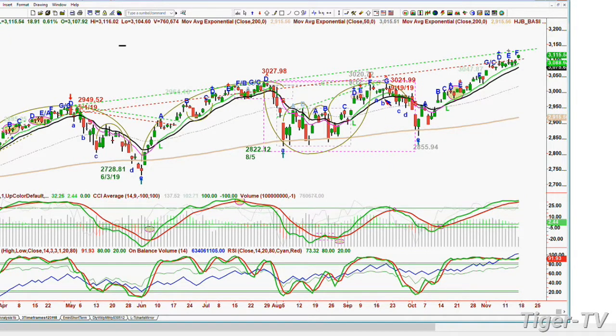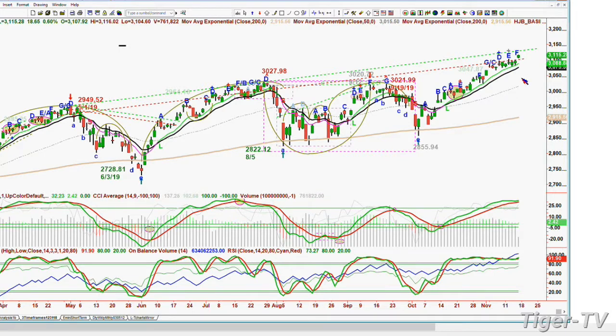What do we get? We get that rare G top at 3021 in the S&P back in September, the week of the 19th. Here it is, a top right there. That was a D peak at 3027.98, that was at the end of July. And you've got May 2949 peak D, and look, there it is. So look how high it is.